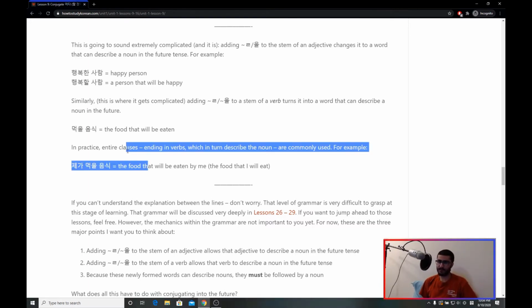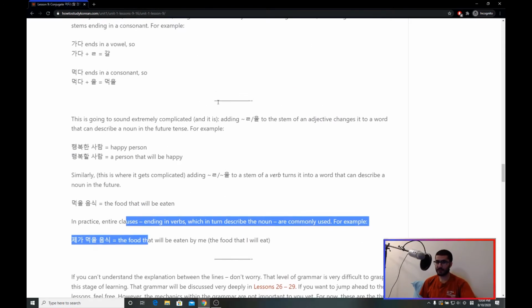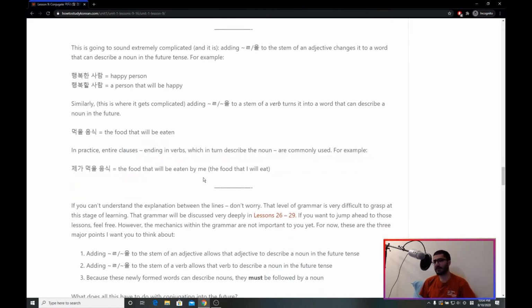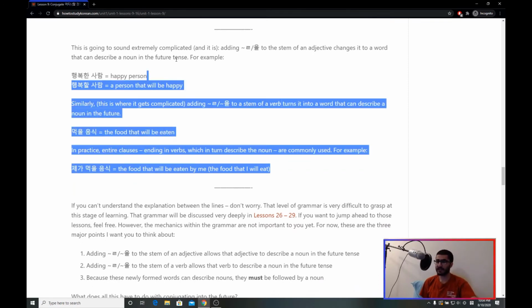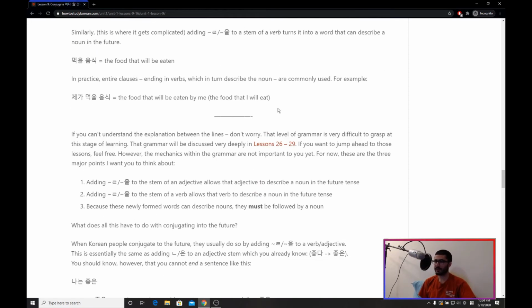You can just skip this. I don't think it's necessary, but if you can't understand the explanation between the lines, so here, don't worry. That level of grammar is difficult to grasp at this stage of learning. I don't think so. I think it's very similar to lesson 5, except it's not just adjectives, it's verbs. You can do it with verbs too. Doing verbs with the ㄴ/은 is much different. You don't actually do that. But adding ㄹ/을 can be used for adjectives and verbs. So it's a bit easier, I'd say.